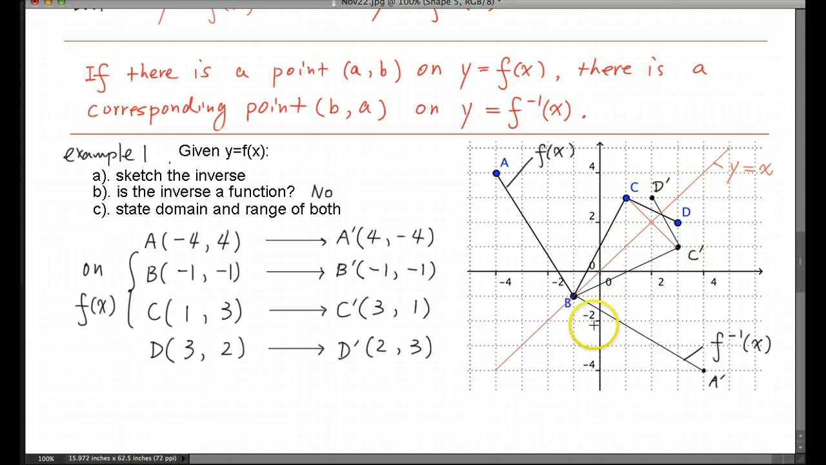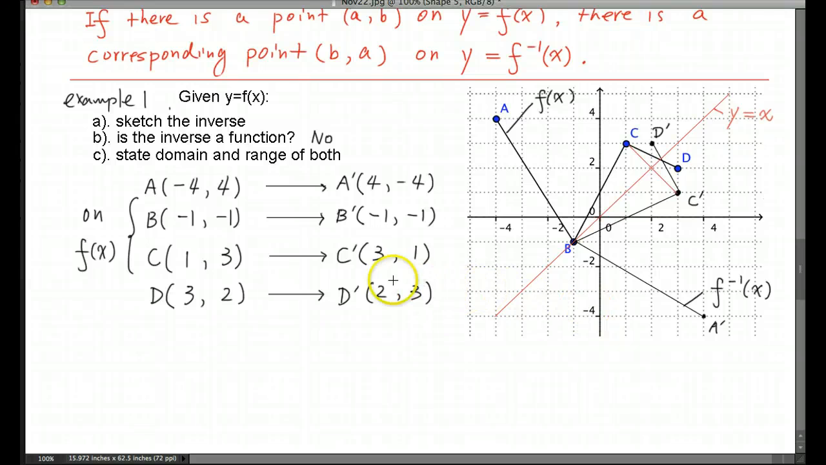So that's another clue. If you want to sketch the inverse, you just find some key points and reflect them over the line y equals x. But an easier way, if you already know the coordinates, is to just switch the x and y. Okay, and state the domain and the range of both. If you look at how the inverse is drawn, you just switch the domain and the range.